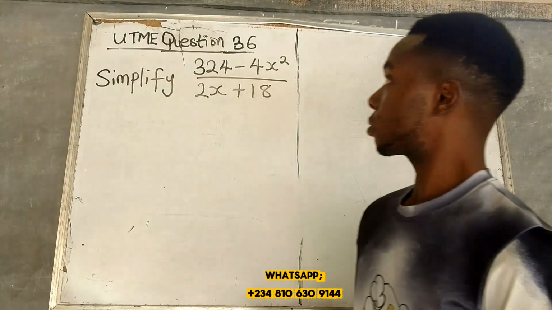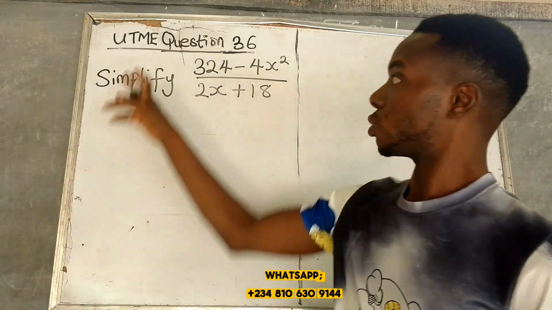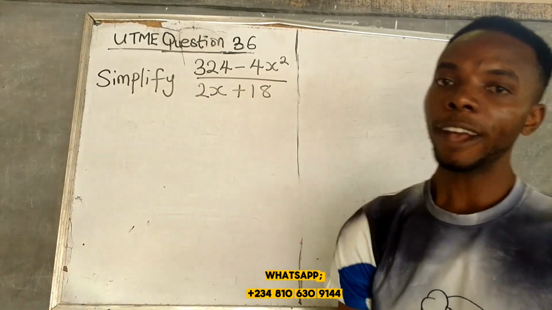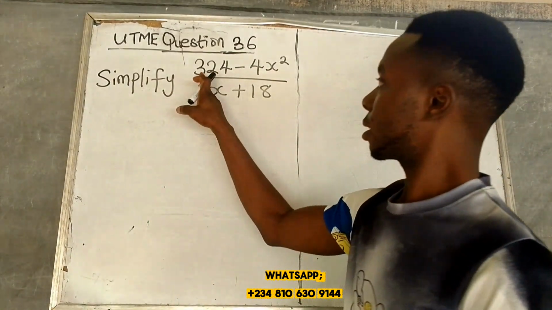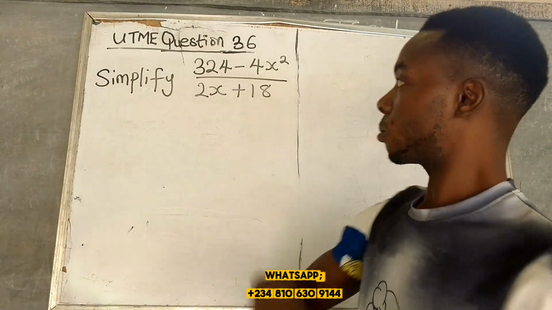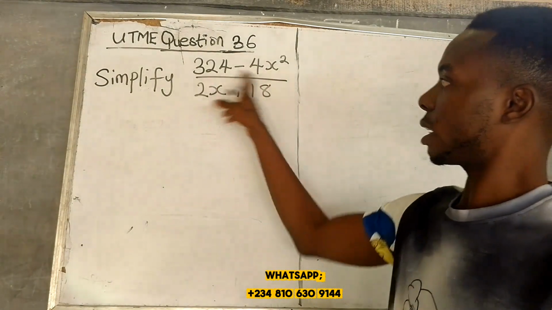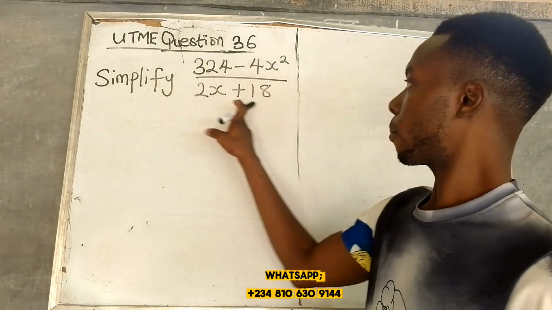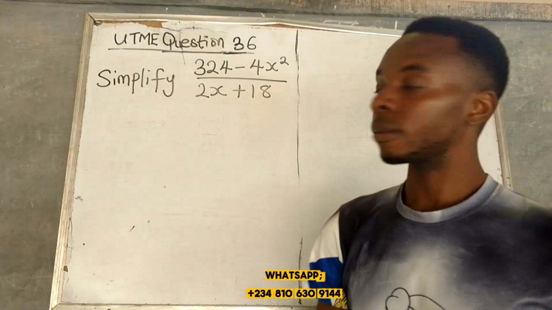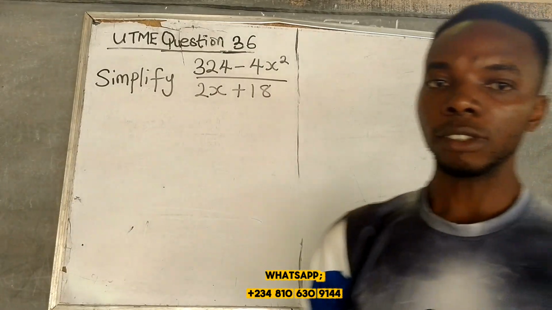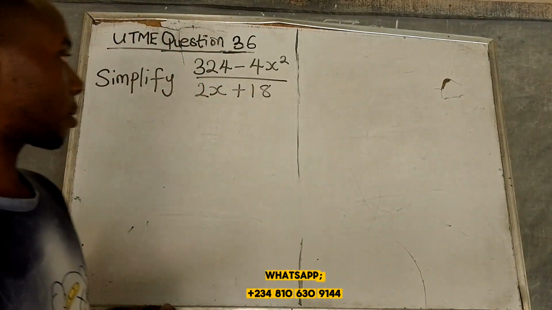Today we'll be talking about question number 36, UTME questions. This question says that you should simplify (324 minus 4x squared) divided by (2x plus 18). You should simplify it to its lowest term. Now, to simplify this, you need to follow some steps.